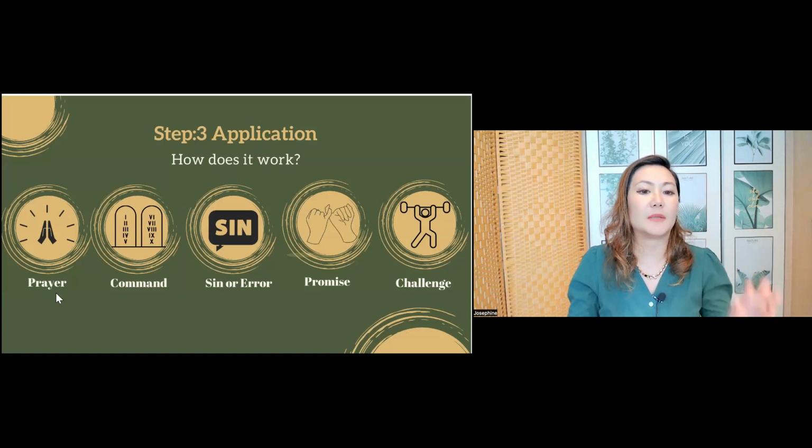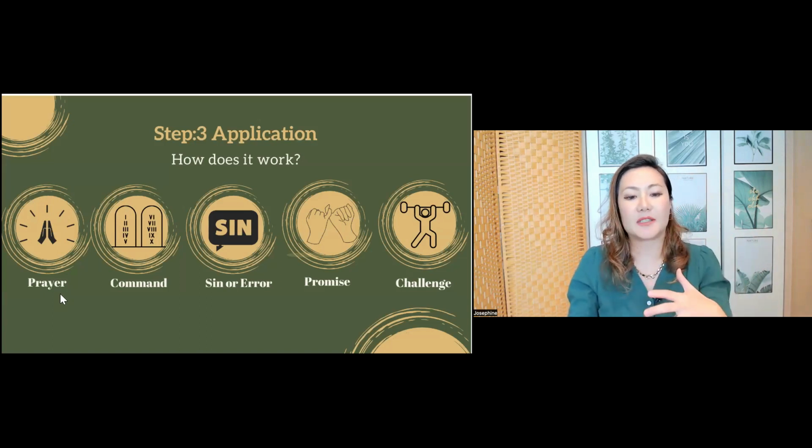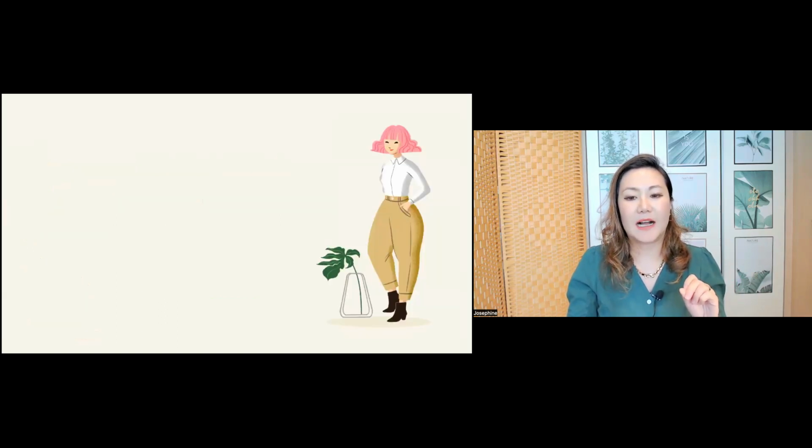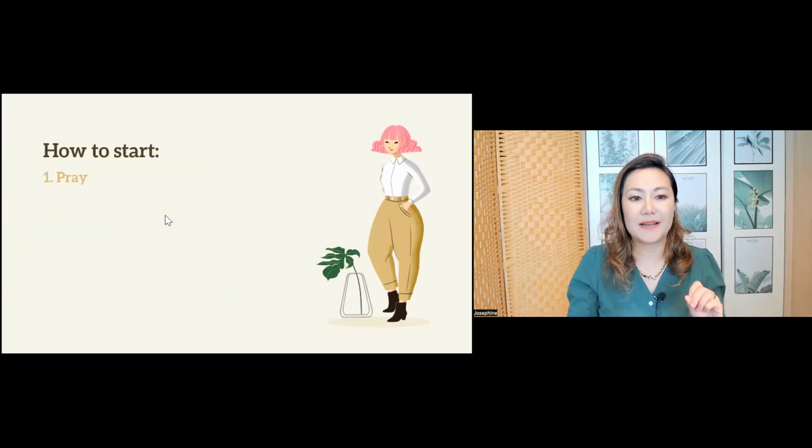This is what we talked about last week under applications. Prayer, command, sins or error, promise, and challenge. Okay. And let me just quickly review. This is something that we've done last week. We've done the verse mapping where I asked everybody to download this app. Okay. And then we've gone through the process of verse mapping. How can we start verse mapping?